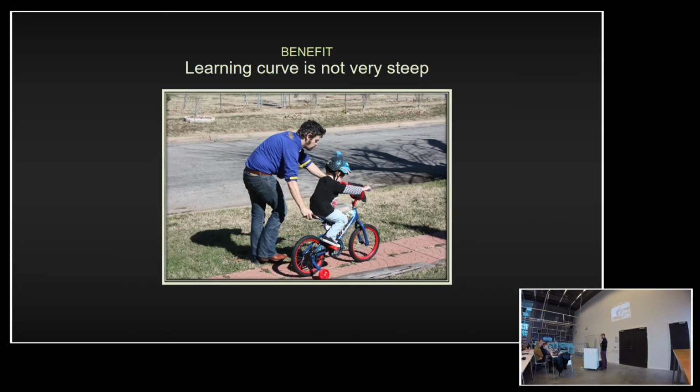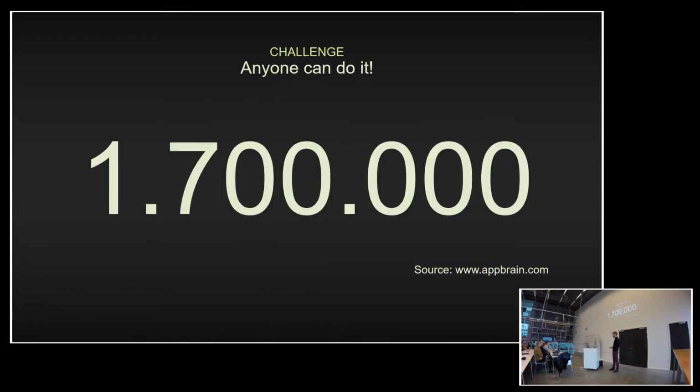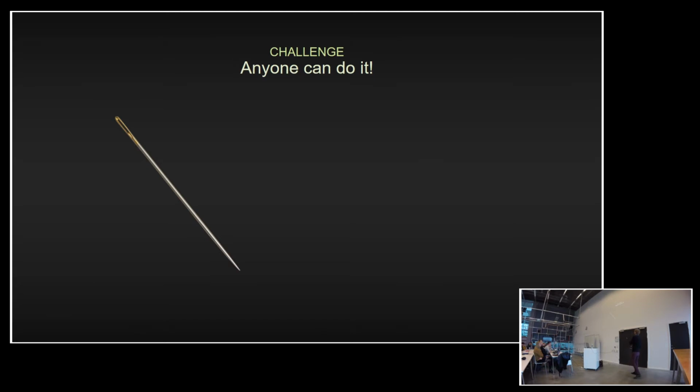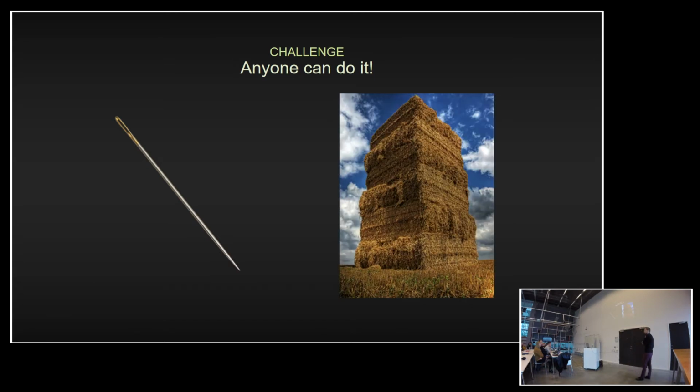All right, the learning curve, not very steep. It's very easy to get into, and you quickly get some visual results. Unfortunately, that means anyone can do it. So there are more than 1.7 million apps on the Google Play Store right now. That is roughly the population of Qatar, who will be hosting the FIFA World Cup in 2022, if anyone wanted to know that. So what that means is, well, if this right here is your app, and this right here is the Google Play Store, things may get lost.